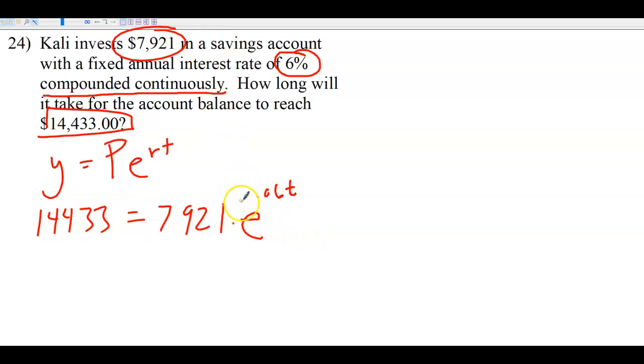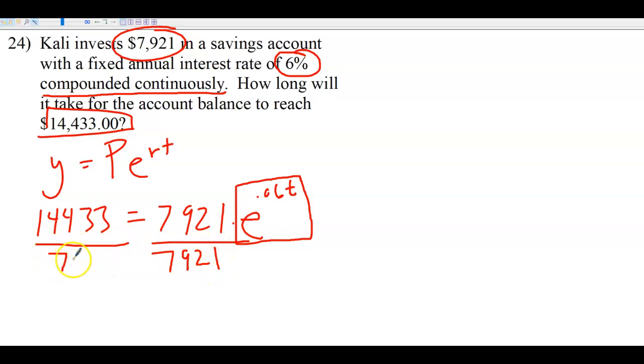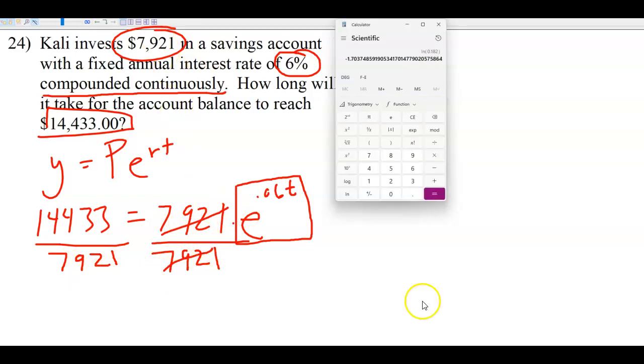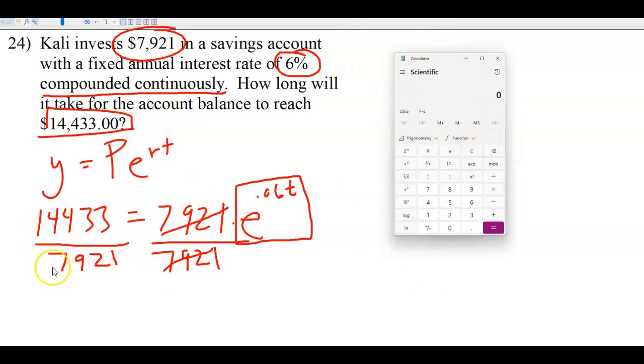And we're ready to continue. So my goal here is to solve this equation. To solve an exponential equation, we want to get the exponential part by itself. So my first step is going to be to divide both sides by 7,921. These go away like so. And for the right side, I'm going to go ahead and do my calculator work here. 14433 divided by 7,921. And I get 1.822.